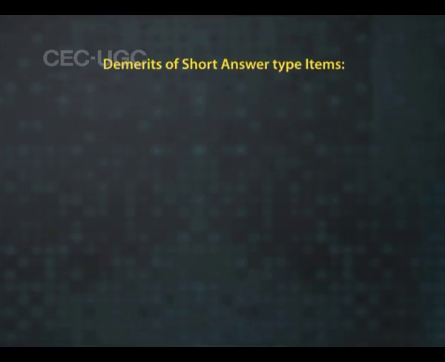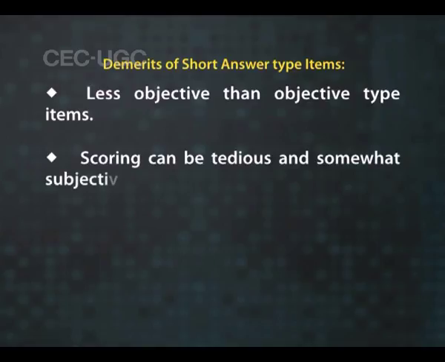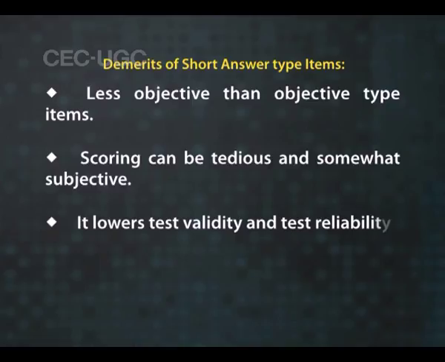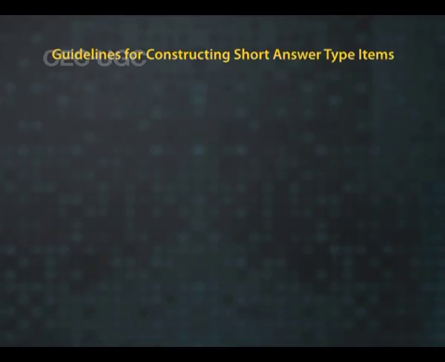Demerits of short answer type items. Less objective than objective type items. Scoring can be tedious and somewhat subjective. It lowers test validity and test reliability. The responses depend mostly on the memory aspect. Guidelines for constructing short answer type items.